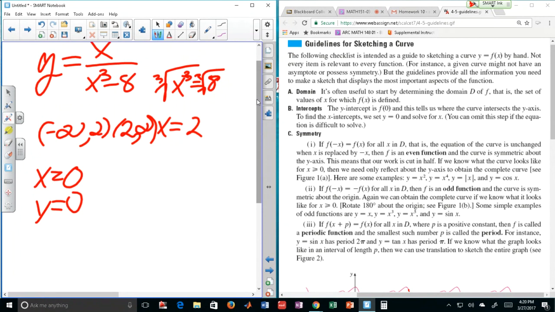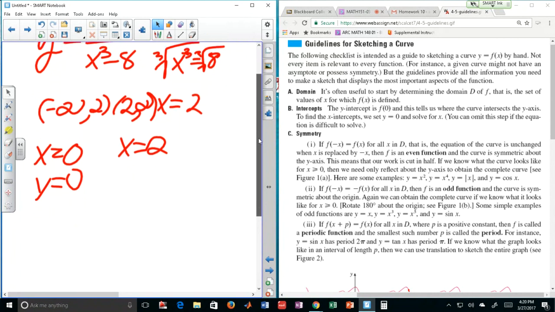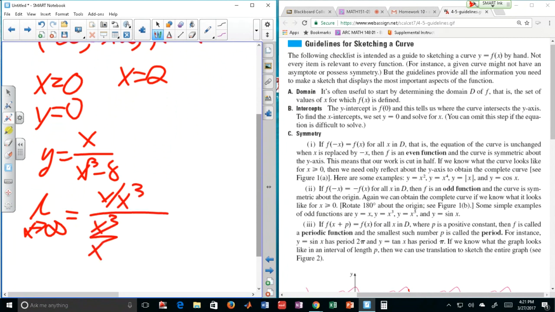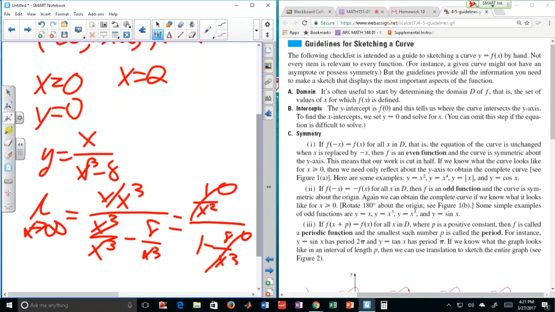The vertical asymptotes. Wait, what? We already found it. It's 2, right? Yeah. And there's no horizontal asymptotes? Should we go through the process? Sure. Okay, so there doesn't exist.